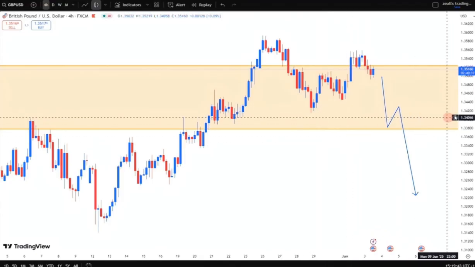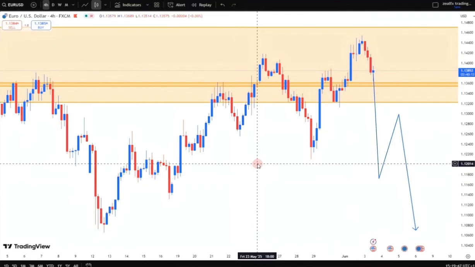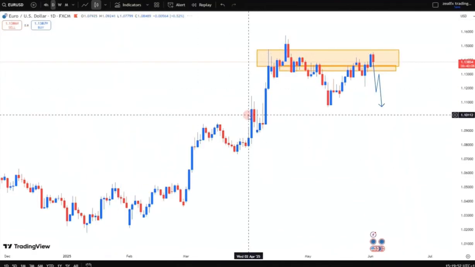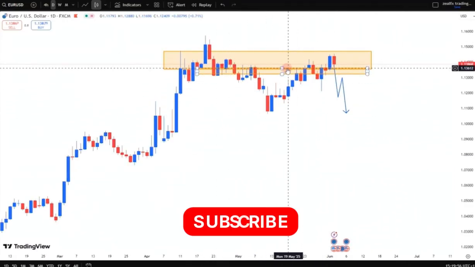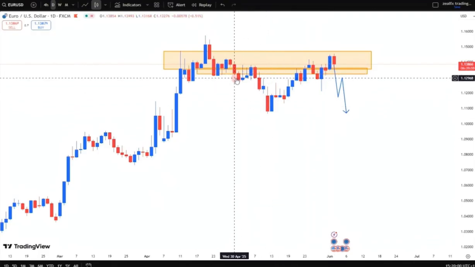So let's look at the next pair, which is the Euro USD. Euro USD on the daily chart is currently on a resistance level, also a daily resistance level. So long as we have price on this level, we expect price to continue to push lower.